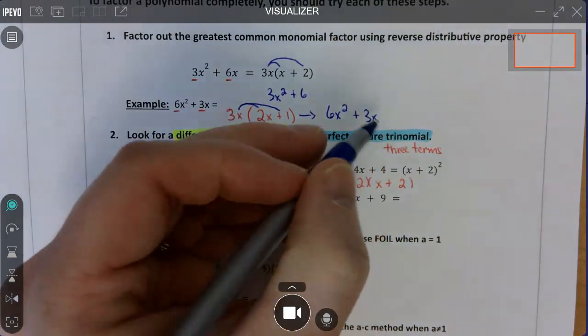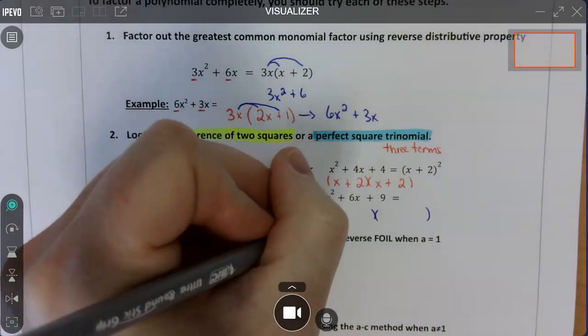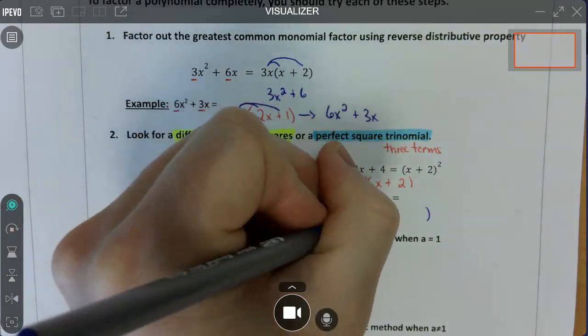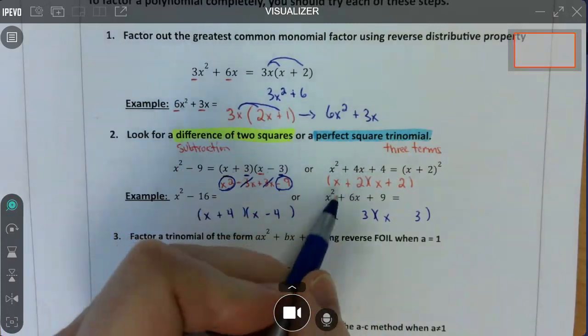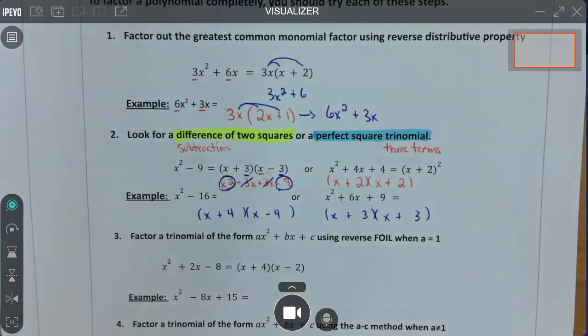And then this one over here, my two binomials, the x squared again becomes x and x. The 9, square root of 9 is 3 and 3. Everything's addition here, so everything is addition there.